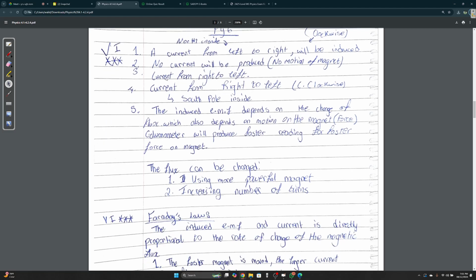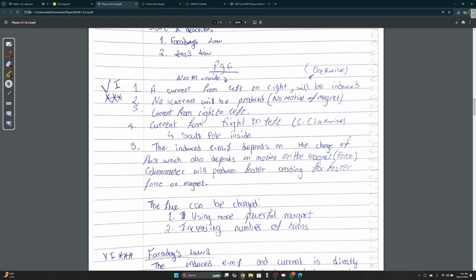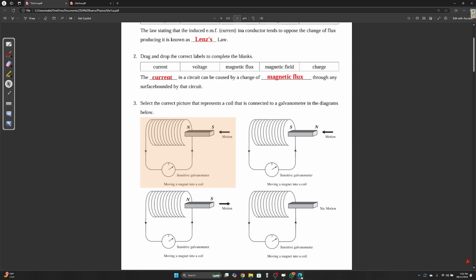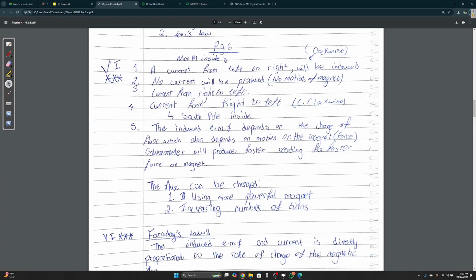State and describe where it is. A current from left to right will be induced. Basically, we're explaining the coil. When you put the north pole inside, a current from left to right will be induced. So remember the clockwise reading on the galvanometer. Basically what they ask you is, if you put the north pole of the magnet into a coil, what's going to happen? There's going to be a current induced from left to right, in other words clockwise.